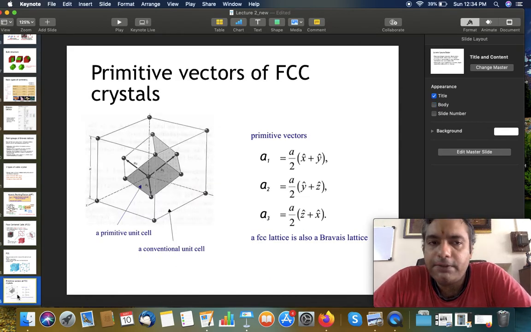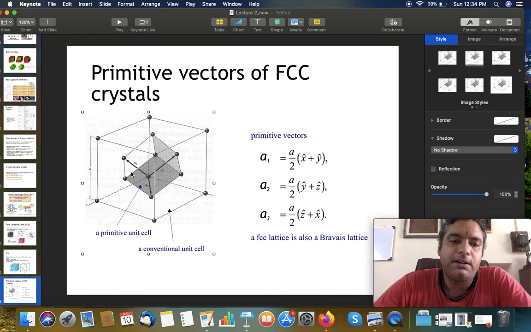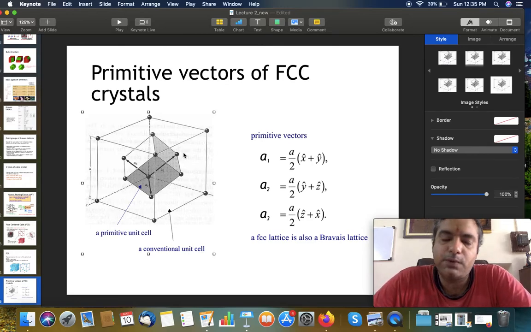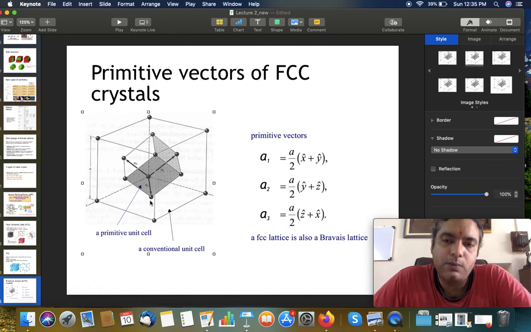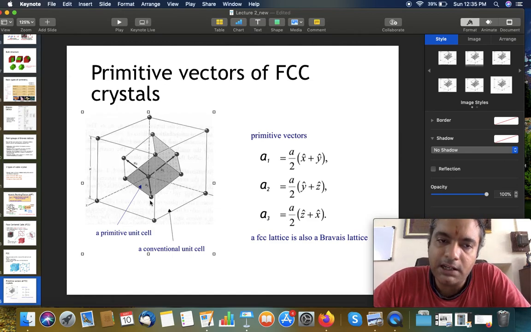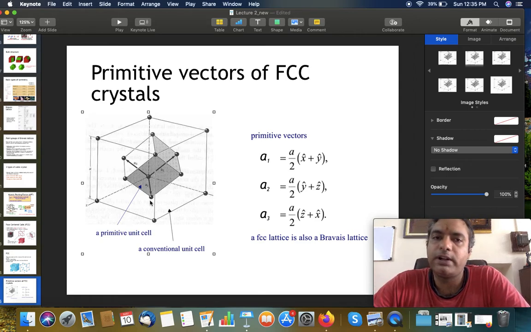If we have to calculate the primitive vectors of the FCC, we can choose the in-between points here, here, and here in the face of the FCC. This can be represented by A1, A2, and A3 vectors in the X, Y, and Z direction. Here, since A1, A2, and A3 are in the center, we can represent A1 as A divided by 2 multiplied by X vector plus Y vector. This is the basic convention of the vector representation, as I told before. Similarly, A2 and A3 can be represented by combinations of the X, Y, and Z vectors. A face-centered cubic belongs to one class of a Bravais lattice.